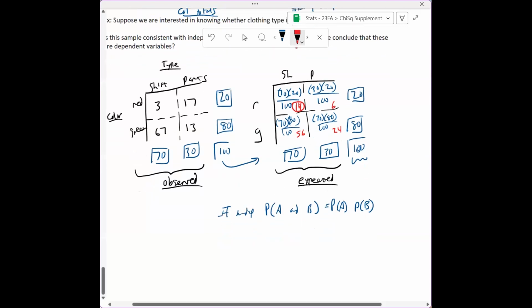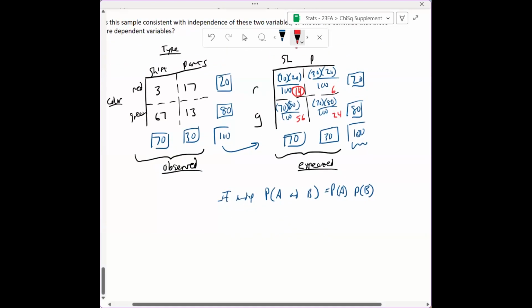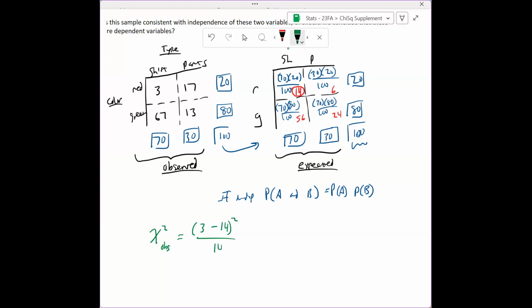Okay. So what do we think chi-squared observed is going to be? Well, again, we have an observed distribution and an expected distribution. It's going to look like observed minus expected squared over expected.